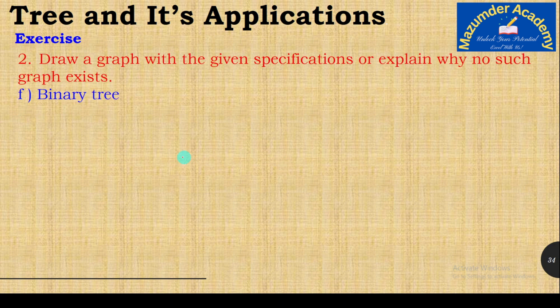Next question is a binary tree, height 3, 7 terminal vertices. So what is given? Given height h equals 3, and terminal vertices t equals 7. Now what is the rule for me? Number of terminal vertices t must be less than or equal to 2 power h. This is the rule for a binary tree.